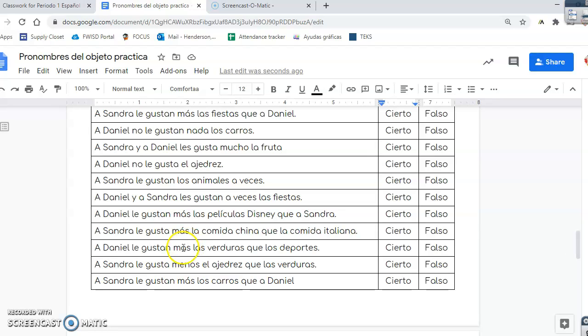The other one I wanted to show you is this one right here. We have the phrase más o menos, which means more or less. The word menos means less. So be careful with that one as well. You also have a sentence like this one: a Sandra le gusta más la comida china que la comida italiana. Don't overthink it, okay? It says Sandra likes Chinese food more than Italian food. So basically, you can tell what the sentence is saying. Sandra likes Chinese food more than she likes Italian food.